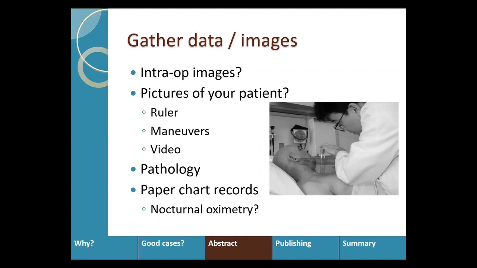And then finally, although most hospitals now are using completely electronic medical records, sometimes the paper chart will still have some records that are not easily attainable in the electronic medical record. For example, at the University of Washington Medical Center at Montlake, at least for some time, the nocturnal oximetry records were just being placed in the paper report, in the paper chart.